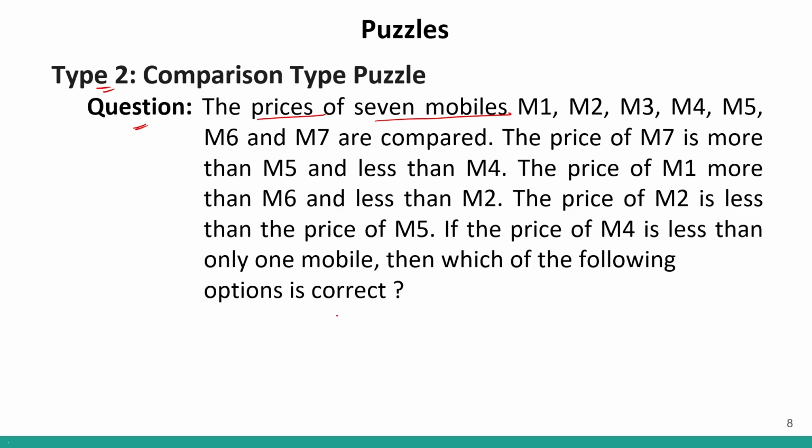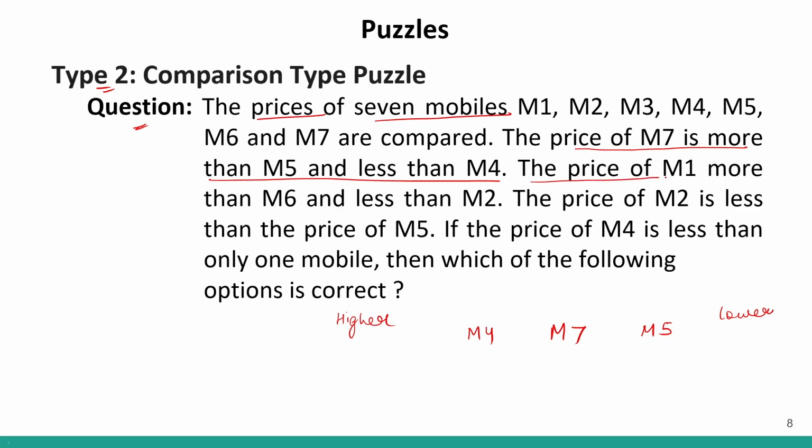So I am taking this to be the higher side, okay, and this to be the lower side. The price of M7 is more than M5 and less than M4. So price of M7 is more than M5, but it is less than M4. Now we don't know how many mobiles are placed between M4, M7 and M7, M5. So we will keep space.